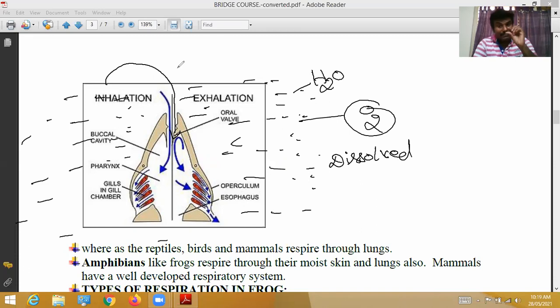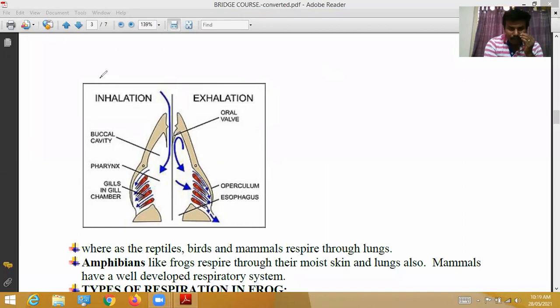How? Whether you have observed or not, fishes or any aquatic organisms, if you observe clearly, always open their mouth. They blink their mouth like this. At that time, excess water enters inside. During inhalation, water enters, and along with the water, oxygen is also taken in, through the buccal cavity. Buccal cavity means nothing but the oral cavity, the mouth.